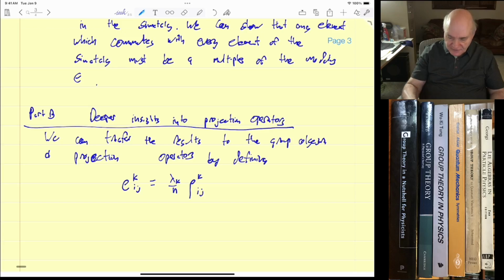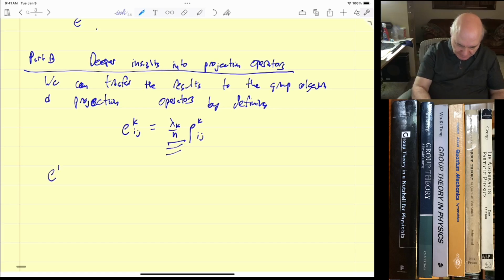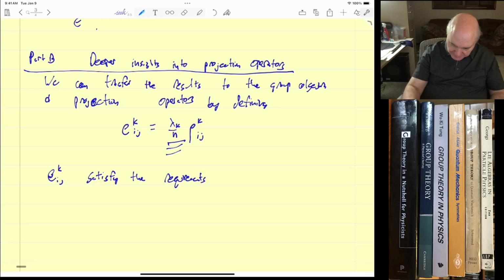And so the idea is that for each k, for each irreducible representation, we're going to get a simple matrix algebra. And it's just a simple factor, this factor over here, lambda_k over n, that does it for us. So the E^k_ij satisfy the requirements for the basis elements that we discussed last time of a simple matrix algebra.